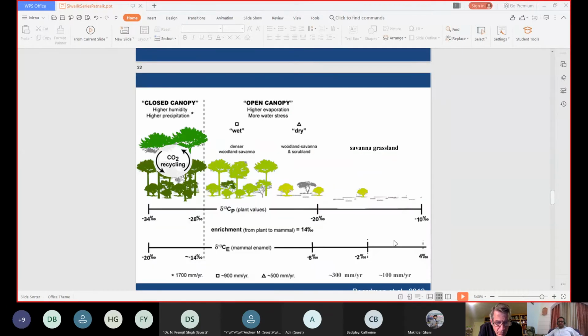These are the sort of studies we have done, and I have taken this chart just to elaborate upon the delta C13 values you would get in a savanna grassland. As you move towards more closed areas, you'll get more negative values in the enamel. So for an animal that lives in a closed canopy area, you would expect delta C13 values ranging from minus 14 to minus 20 per mil. And one can also interpret the kind of rainfall from that.